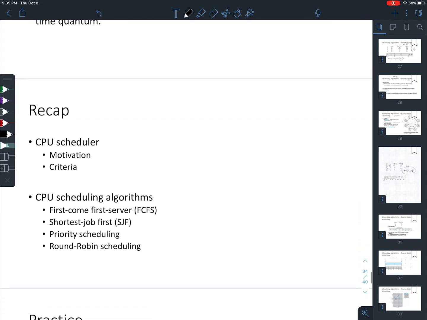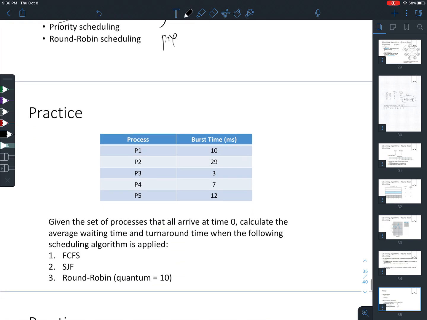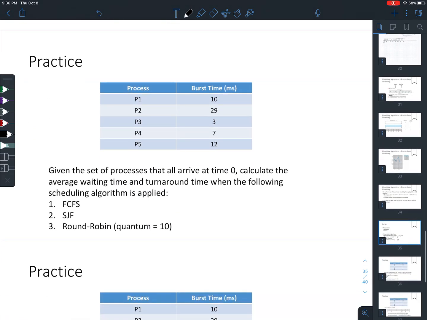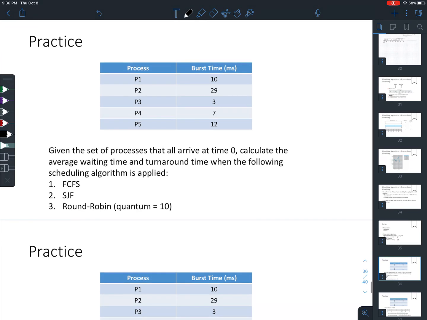So here, this is our main topic, main content today. We learned the motivation of CPU scheduling algorithm, and also we learned 4 CPU scheduling algorithms. The first 3 are non-preemptive, whereas the last one is preemptive. Okay, and here let's do a practice before we end this lecture.